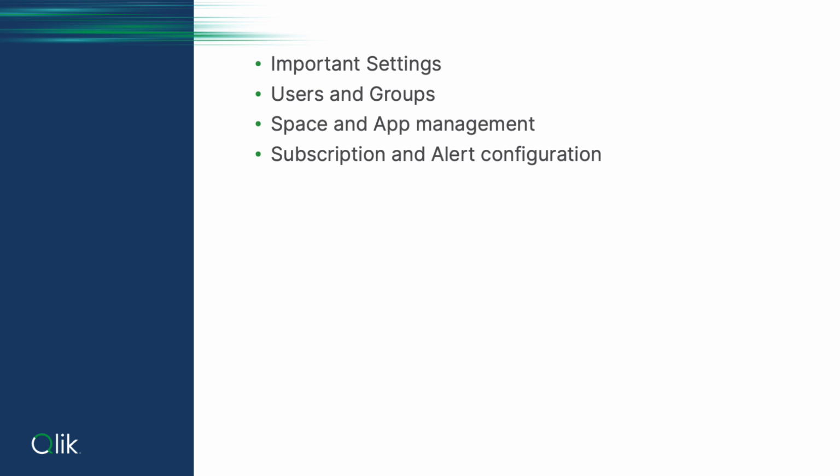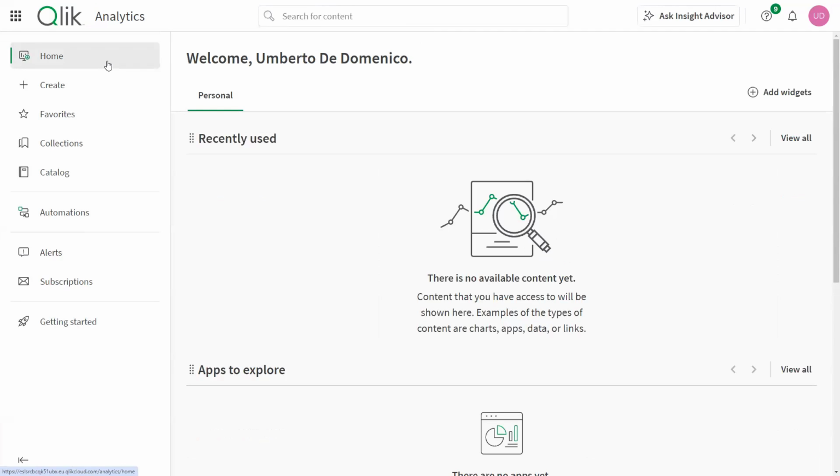Great. Well, today we're going to be looking at a lot of important settings in Qlik Cloud, how to manage users and groups and space and app management, as well as configuring subscriptions and alerts. And to get us started, Umberto, would you show us around and where to find things in the Qlik Cloud Analytics Hub? Absolutely. This is the main window users get in.